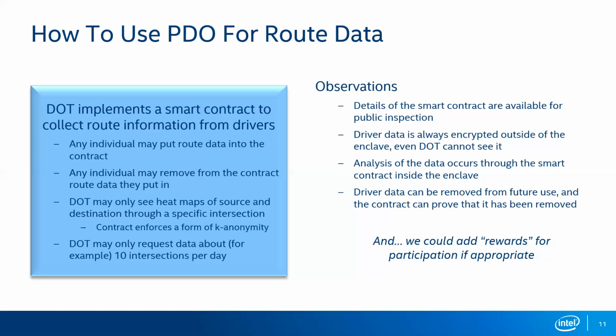So this contract, in a sense, becomes a way to verify the integrity of the claims that the Department of Transportation is making. The driver data is always encrypted, so only the driver gets to know what data they're contributing, and they can only see their own. Analysis happens through these smart contracts in the secure enclave, which means even when the analysis is being performed, the Department of Transportation doesn't get to see the information during the analysis.